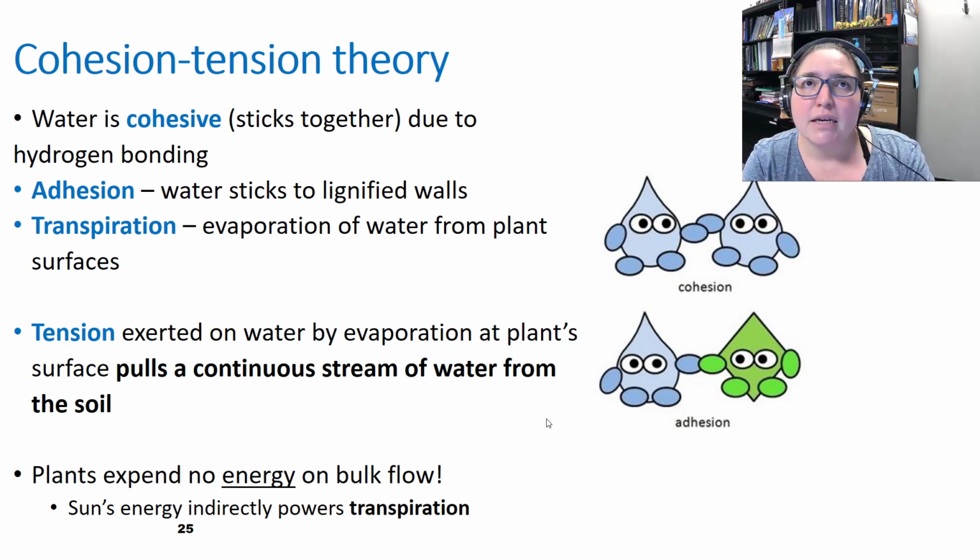So the really interesting thing about this is plants do not spend energy on bulk flow. That's pretty cool. Like we have to pump blood in our body with our heart. Plants do not. They're heartless. So the sun's energy indirectly powers transpiration, and so the plants can rely on energy from the sun to pull water from their roots to their shoots and out their leaves.